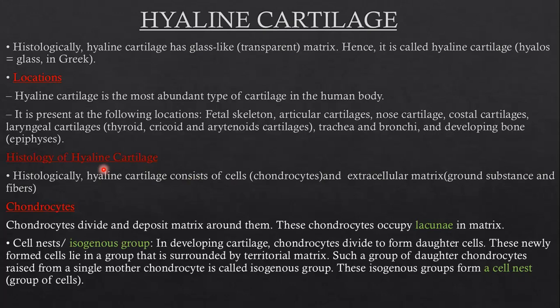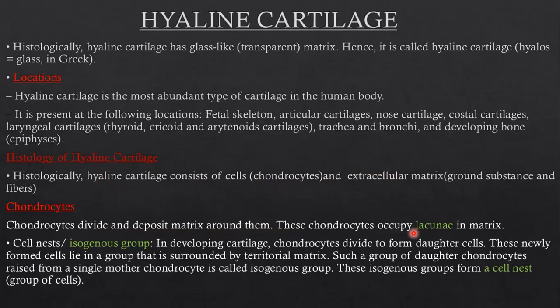Now, histology of hyaline cartilage. It consists of cells and the extracellular matrix, that is the ground substance. Now, the cells, the chondrocytes. The chondrocytes divide and deposit matrix around them. Now, these chondrocytes usually occupy lacunae in the matrix. Now, lacunae are the spaces.